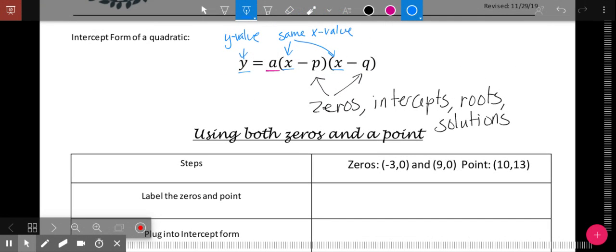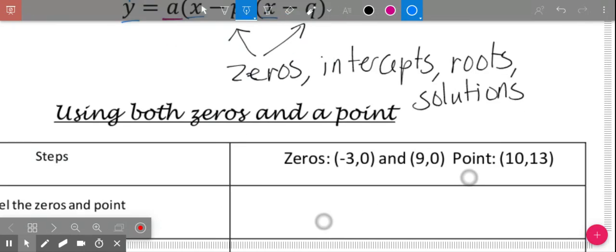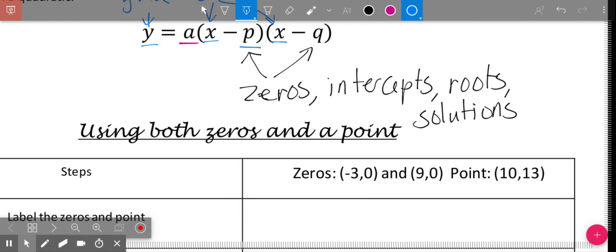When we are writing, if I give you your zeros or your solutions, the first thing we want to do is label all of our pieces, just like we did with vertex form. So my zeros, we said were our p and our q. This -3 is the p, and the 9 is the q. We don't care about the zero part because that should always be a zero, so we're never going to use that zero in this equation. And then our point is our x and our y.